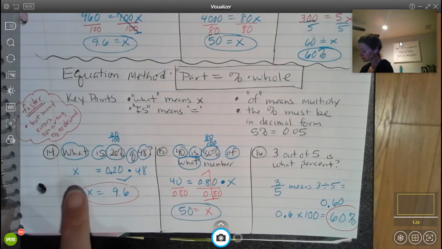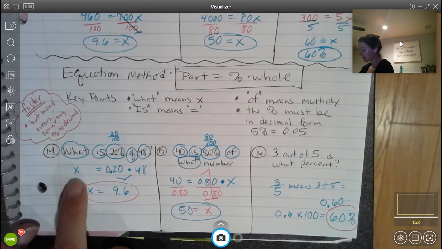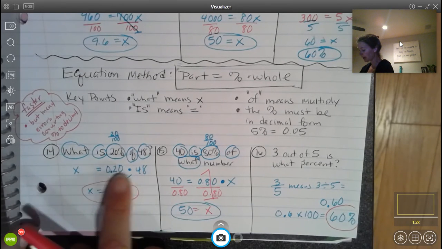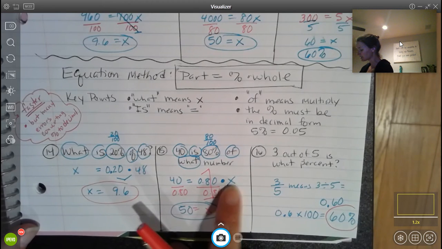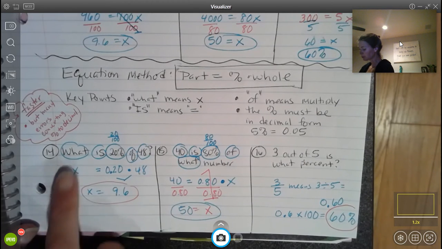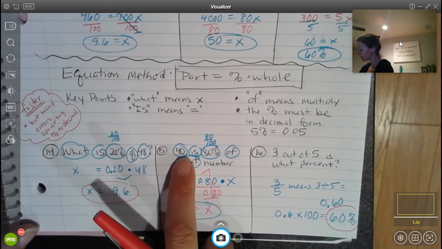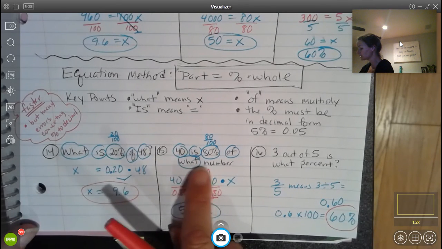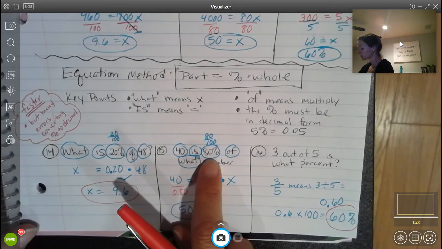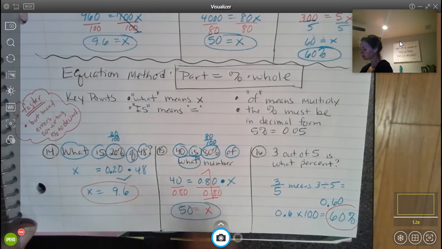Notice the X is in different spots. Here, the X is out front and we multiply. Here, the X is at the end and we have to divide. Here, we're looking for the part that was the 20 hundredths. Here, we know the part and we were looking for the whole. What was the whole that when we took 80% of it gave us 40? And here, we're just looking for a percent.